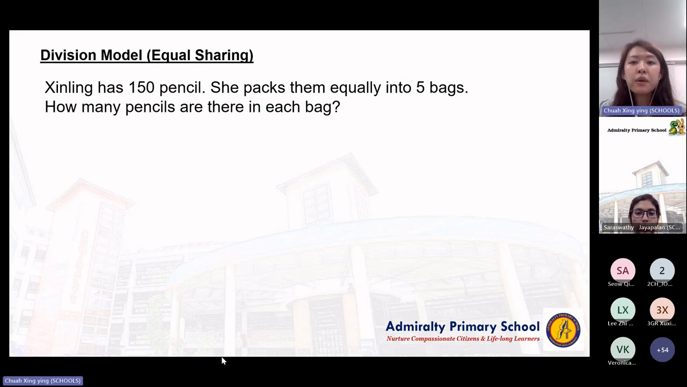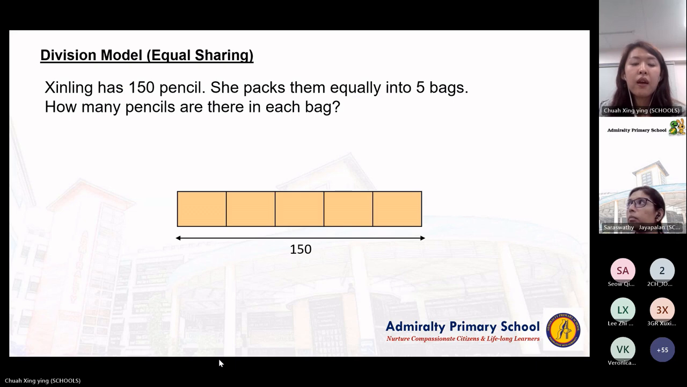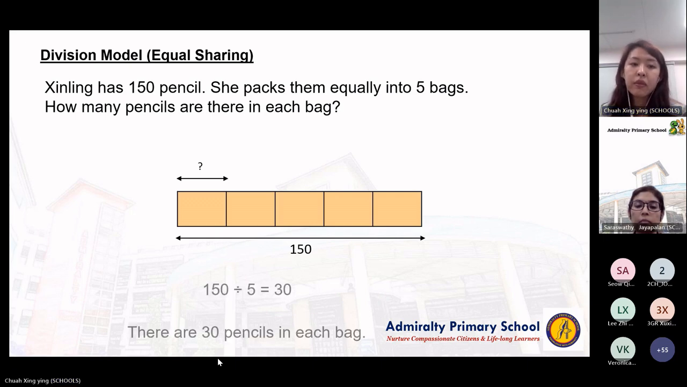Next one is equal sharing. Xing Ling has 150 pencils. She packs them equally into 5 bags. How many pencils are there in each bag? So we draw the total, 150. We draw 5 units to show that there are 5 bags. We want to know how many pencils are there in each bag. 150 divided by 5 equals 30. There are 30 pencils in each bag.